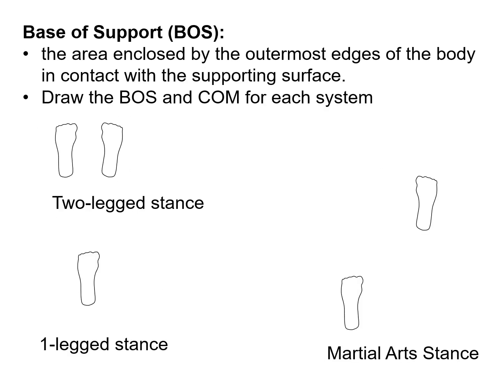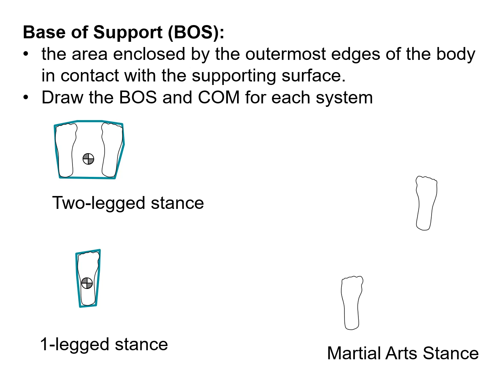So let's look at some examples here. We can draw our base of support here, and here's our center of mass for our two-legged stance. If we go into a one-legged stance, our base of support is going to decrease, but our center of mass needs to be almost in the middle of the foot for us to maintain our balance.